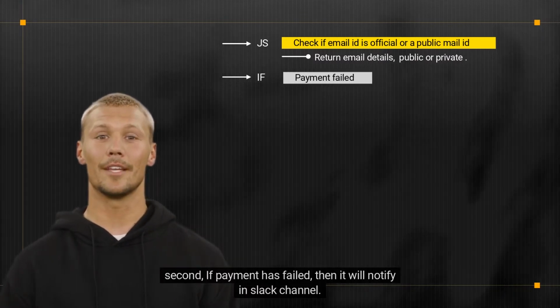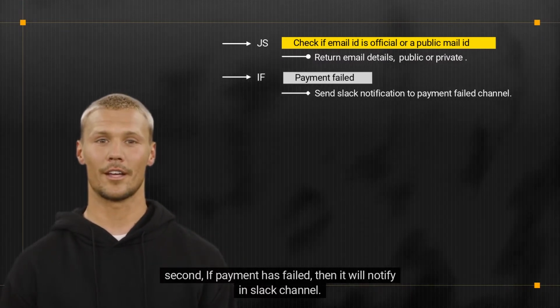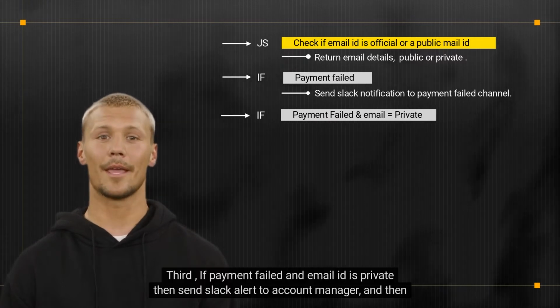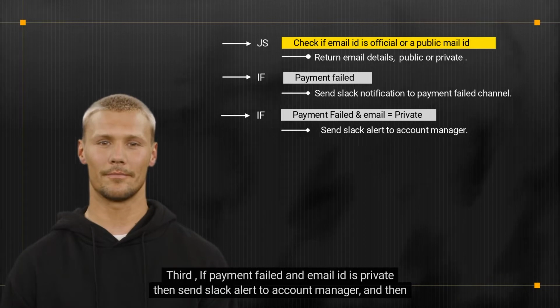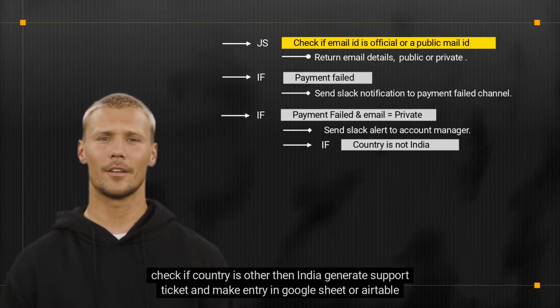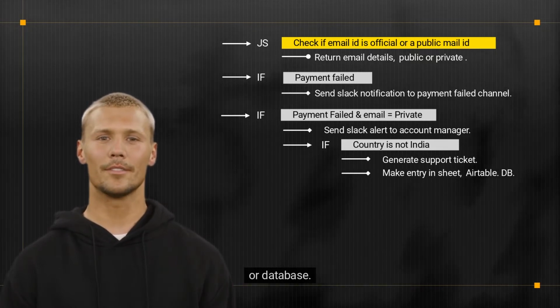If it's public, then it will return the value in a string. Second, if payment has failed, then it will notify in Slack channel. Third, if payment failed and email ID is private, then send Slack alert to account manager, and then check if country is other than India, generate support ticket, and make entry in Google Sheet or Airtable or database.